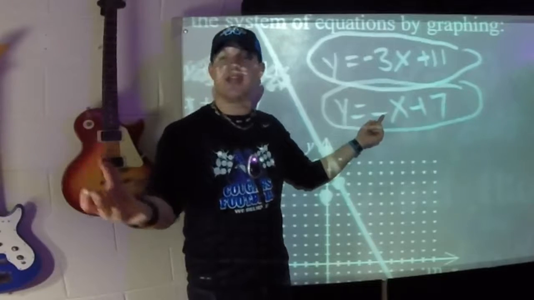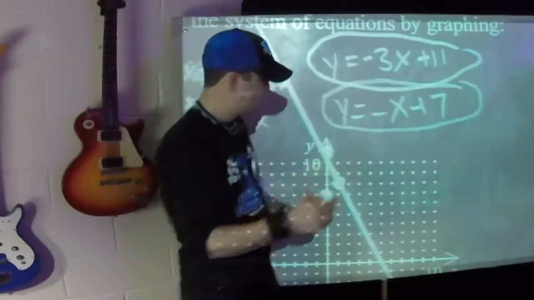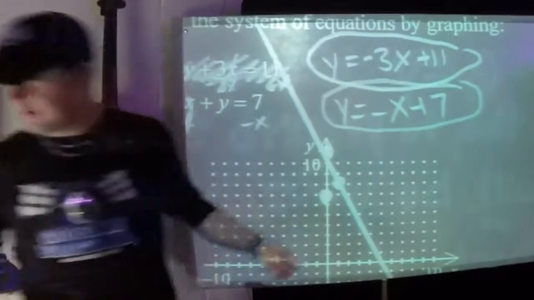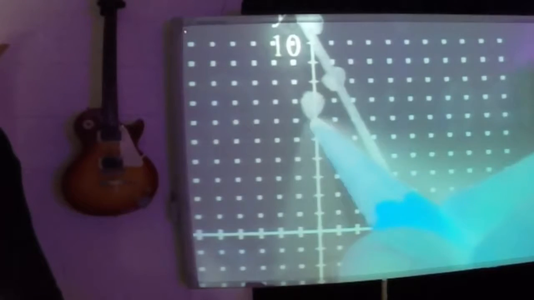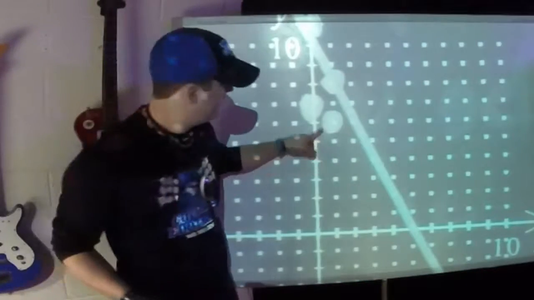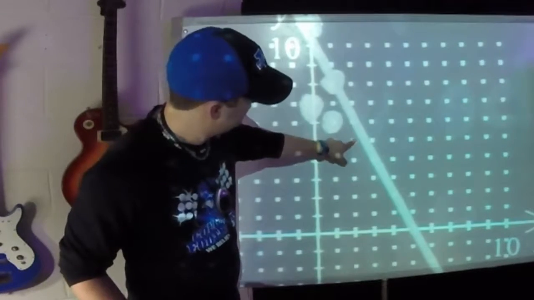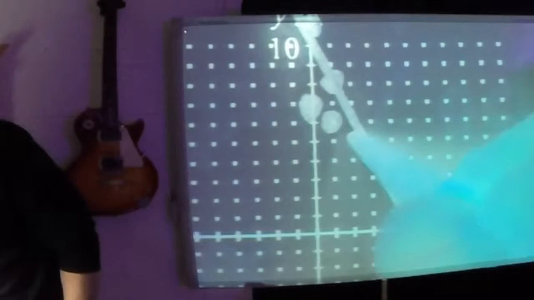It's negative 1, which means I'm going to go down 1 and right 1. So down 1, right 1, and here's another dot. Down 1, right 1 again, you'll be here. Down 1, right 1 again, you'll be here. You can almost see where it's going to cross.